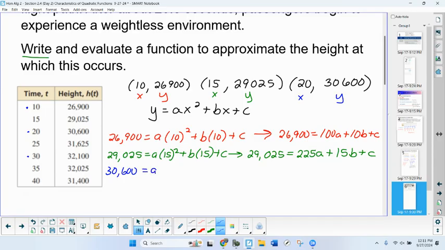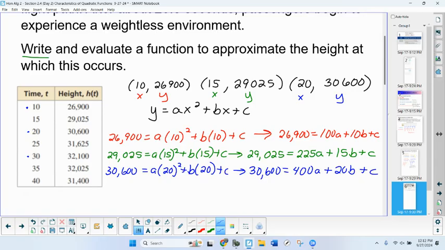30,600 equal to A times 20 squared plus B times 20 plus C. So what does this give us? 30,600 equals, what's 20 squared? 400A plus 20B plus C. Okay. So now I have 3 very big equations with 3 unknowns. So we've got to solve this.